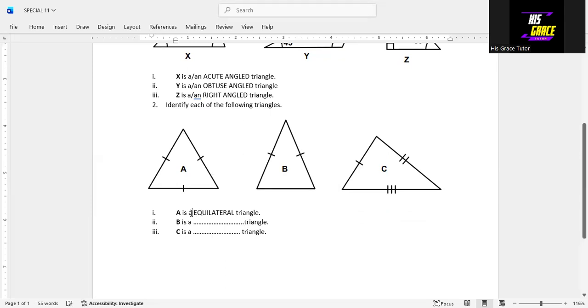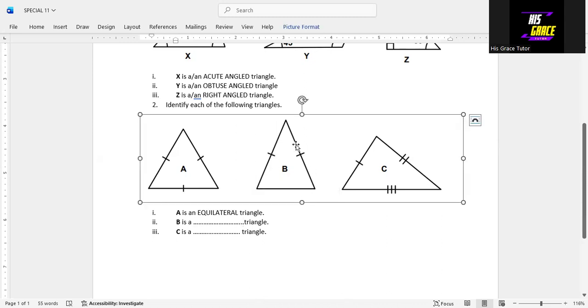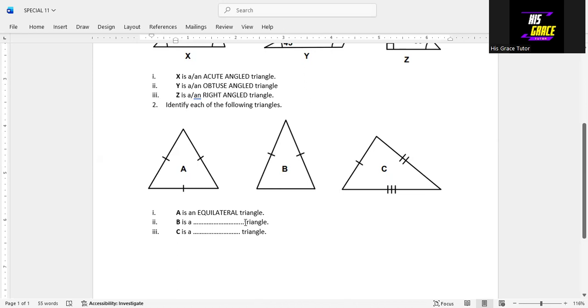Then we have triangle B, Roman figure 2. What is triangle B called? In this case, 2 sides are equal in length, and when 2 sides are equal in length, it means the base angles are equal in size. Therefore, such a triangle is called an isosceles triangle. So triangle B is an isosceles triangle.